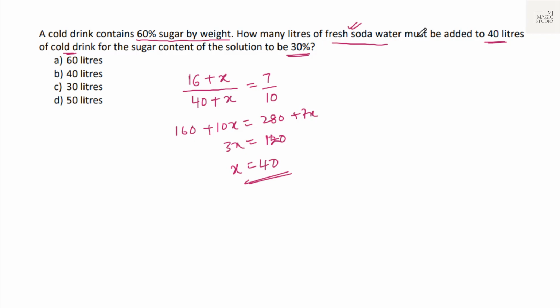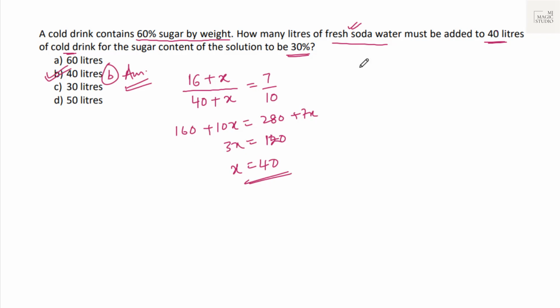How many liters of fresh soda water must be added? 40 liters. Option B is the pick. You may also use the alligation process. Details of these processes are given in the masterclass on averages and mixtures, rule number 6. The link is in the description. You can go through it.